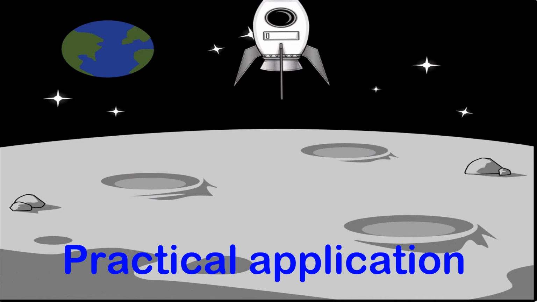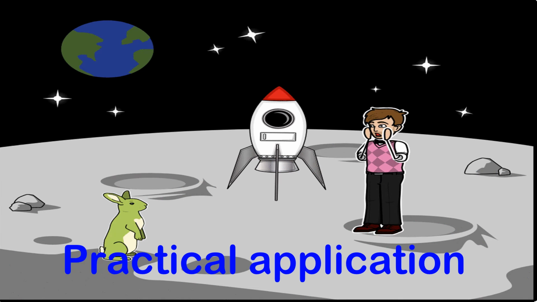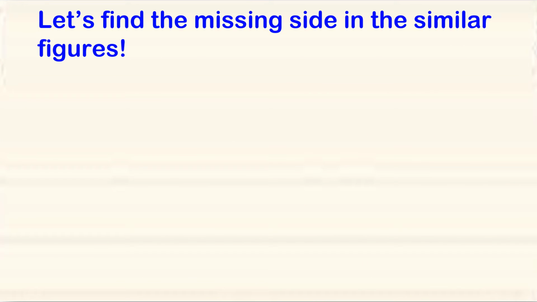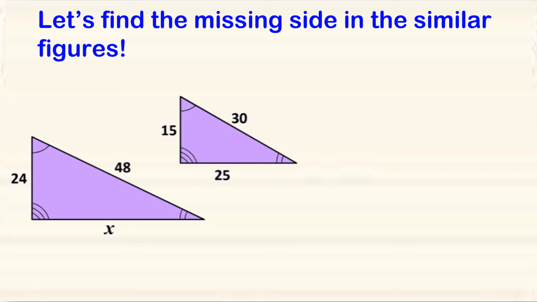So let us have some practical application. Let's find the missing side in the similar figures. We all know that these two triangles are similar already, so we can have their ratio and proportion. Let's find out what is the length of x.